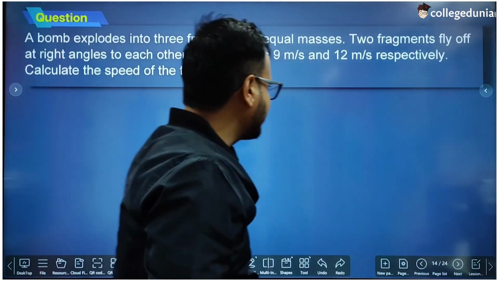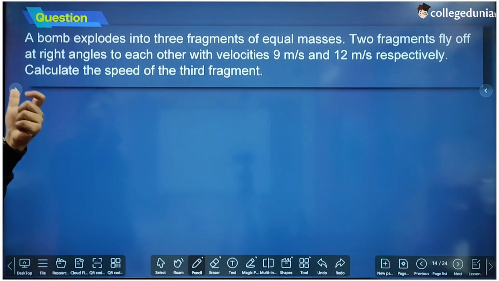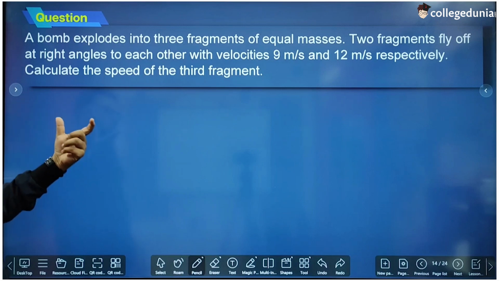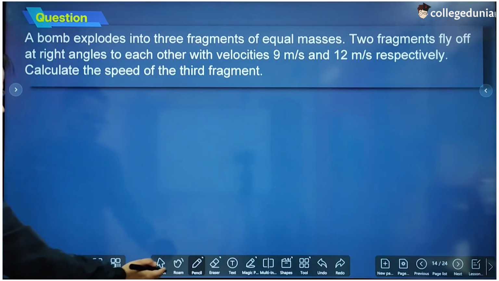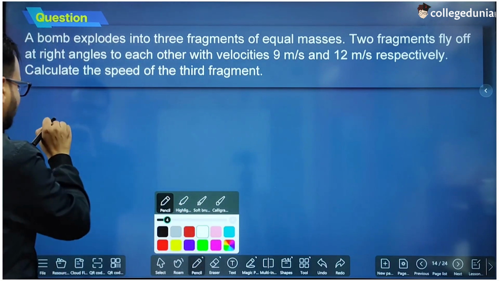For example, a bomb explodes into 3 fragments of equal masses. 2 fragments fly off at right angles to each other. Now this is the question I was talking about.